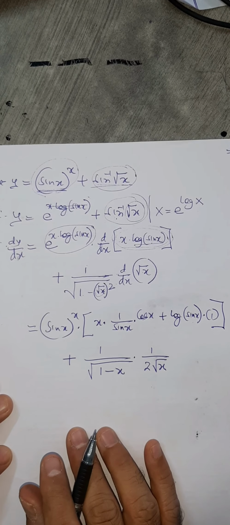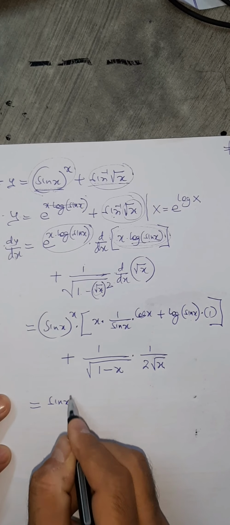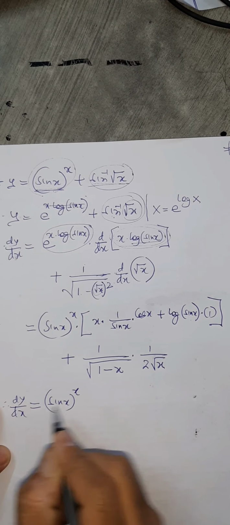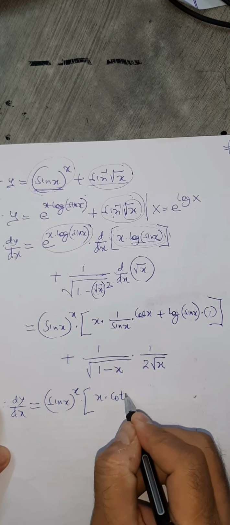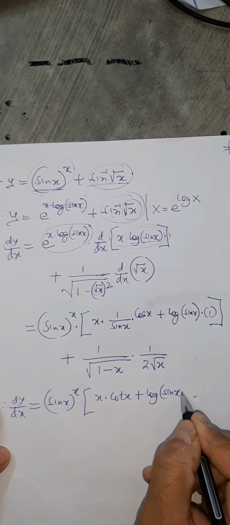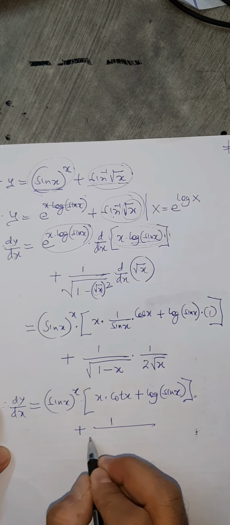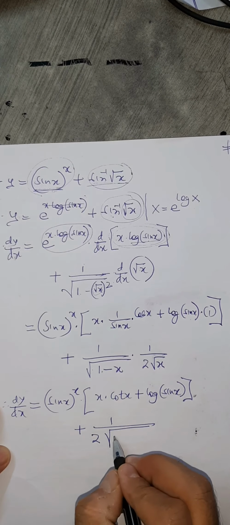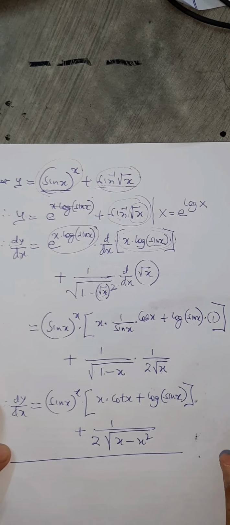Okay. So now, therefore, finally sin x raised to x into here x into cos by sin is cot x plus log of sin x, plus here 1 upon 2. You can merge these two roots, so x and x, so x minus x square. This is your final answer here.